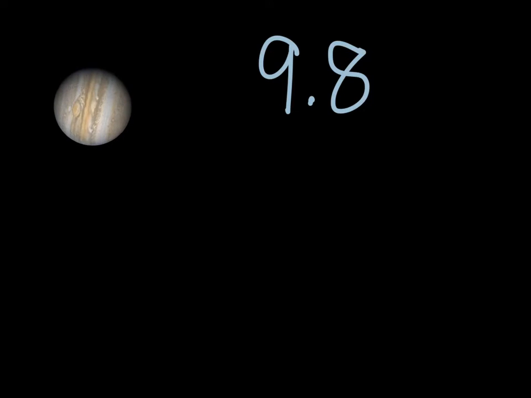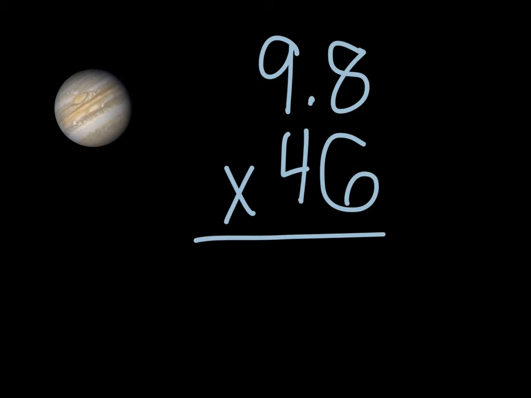So my math question is, how many Earth hours are there in 46 days on Jupiter? So I'm going to be doing Jupiter for 46 days, so I should be thinking about multiplication. I'm not going to add 9 8/10 46 times. That would be insane. So this is the problem that I have presented to me. So let's think about that problem.